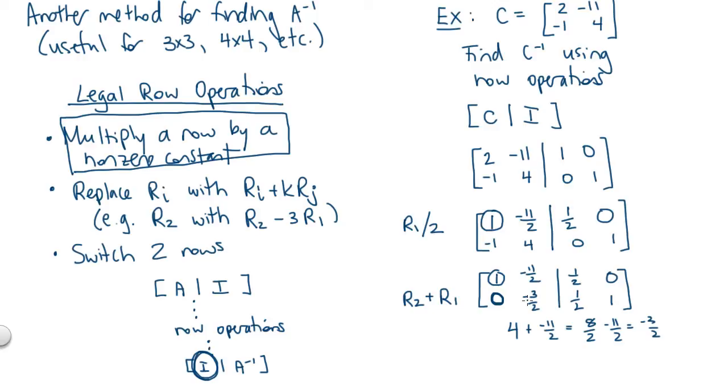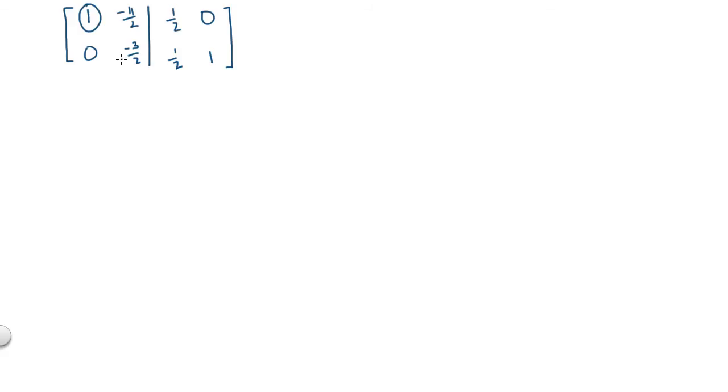So this two-step procedure that we just did, that cleaned up the first column. We're going to see this pattern over and over again of getting a 1 in the position where we want a 1, and then cleaning up the rest of that column. So now that we've dealt with that first column, we're going to move down and to the right. And this minus 3 halves here now has to become a 1. Remember, we're trying to make the identity matrix on the left side. So we're trying to get a matrix that looks something like this.